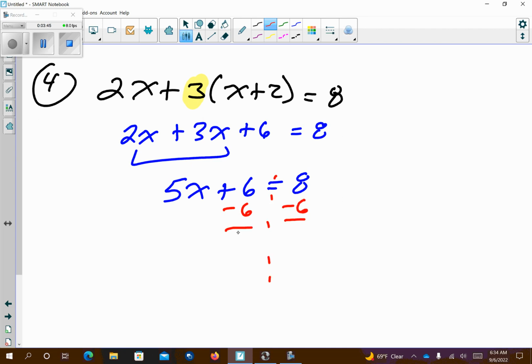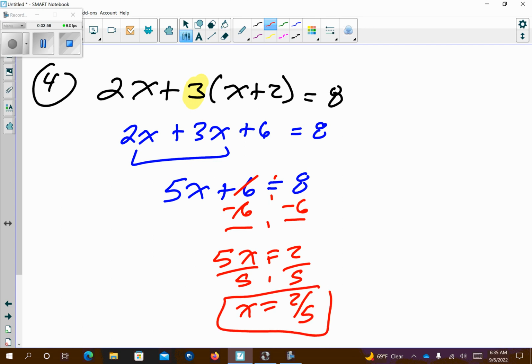We have our dotted line. These cancel, so I get 5x is equal to 2. Divide each side by 5. Oh, it looks like we get a fraction for an answer. So x equals 2 over 5.